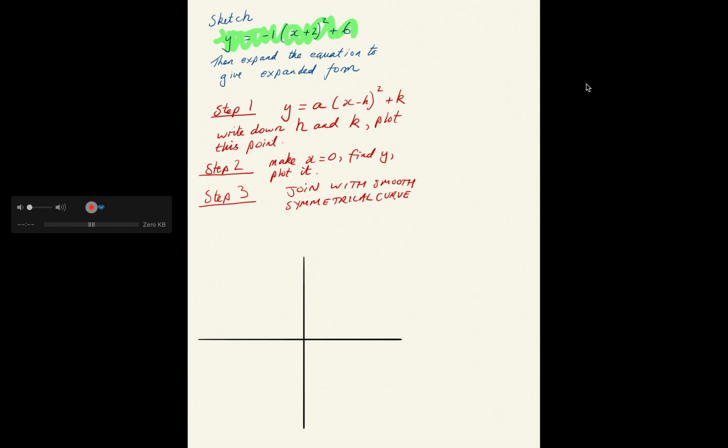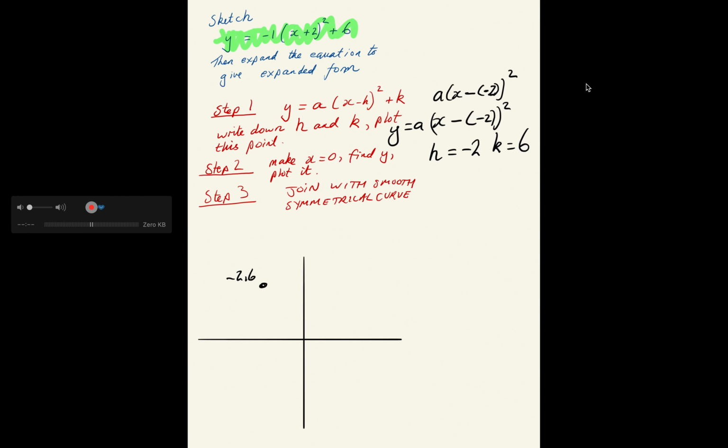Okay, so write down the value of h and k. So we need a (x minus h) squared. Now we've actually got x plus 2 in the equation, so this has to be negative 2 in here. So it's actually x minus negative 2. So that's what we have to do to take account of the positive in the actual question. All right. So the h value is negative 2, and the k value is equal to 6. So negative 2, 6 is here.